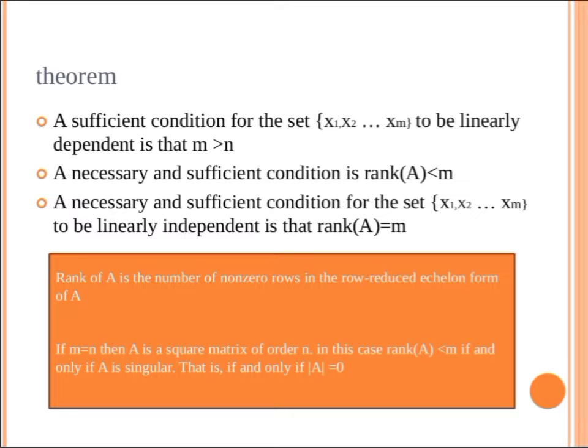The rank of A is the number of non-zero rows in the row reduced echelon form of A, and if m is equal to n, then A is a square matrix of order m, or we can say order n. In this case the rank of A is less than m if and only if A is singular, that is, the determinant of A is equal to 0.